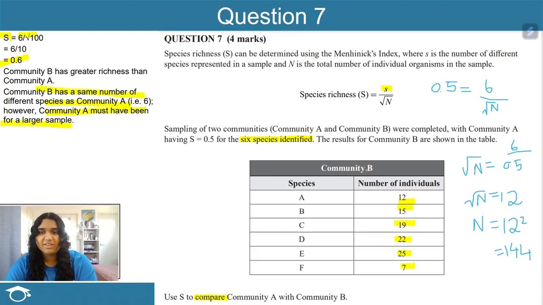Just if you are interested in the mark breakdown, you get 1 mark for solving S properly and 1 mark for doing the substitution properly into the equation. 1 mark for saying that community B has greater richness than community A, and 1 mark for saying why this is, even though they have the same number of species, and it's because community A has the larger sample. There you go.